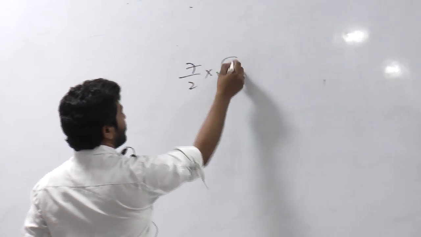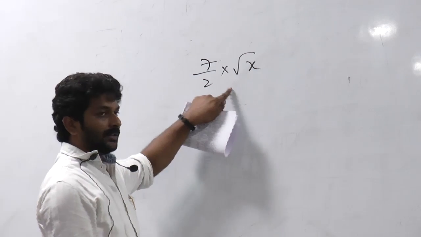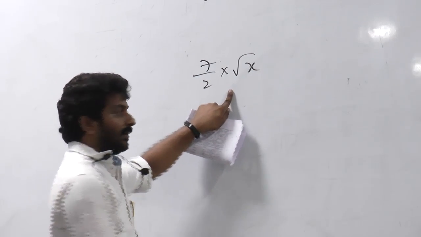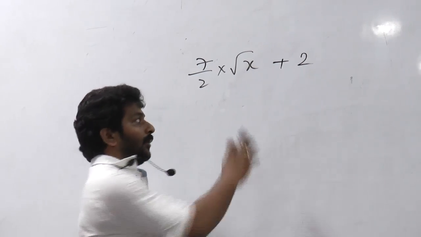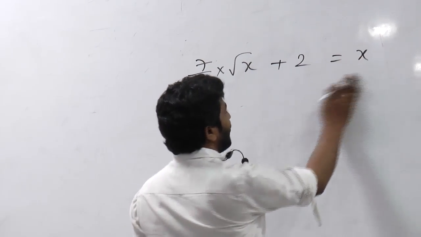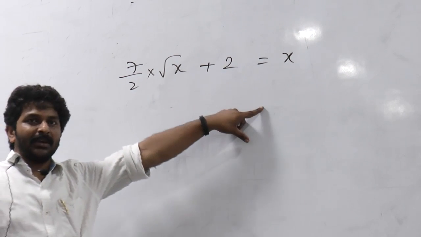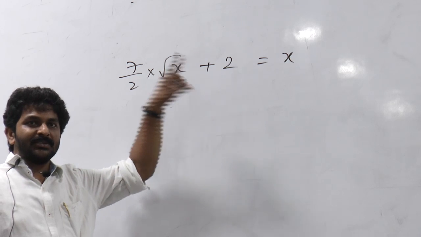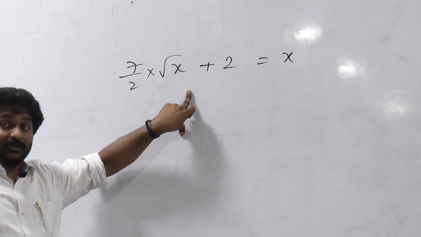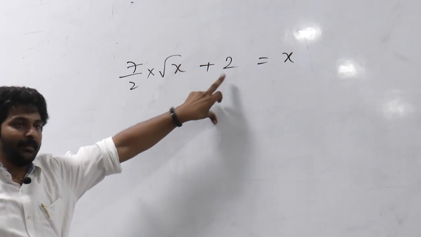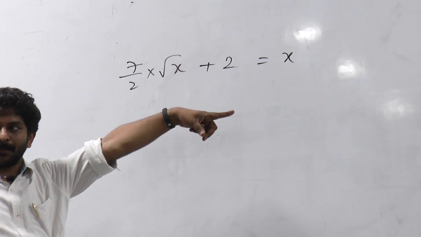7/2 times the square root of the total number of monkeys are in the tree, and the remaining 2 monkeys are on the ground. When you add these two, that should be equal to the total value x. Total number of monkeys: the ones in the tree branch are 7/2 times the square root of the total number, and the remaining 2 are on the ground. When you add these two, you will get the x value.